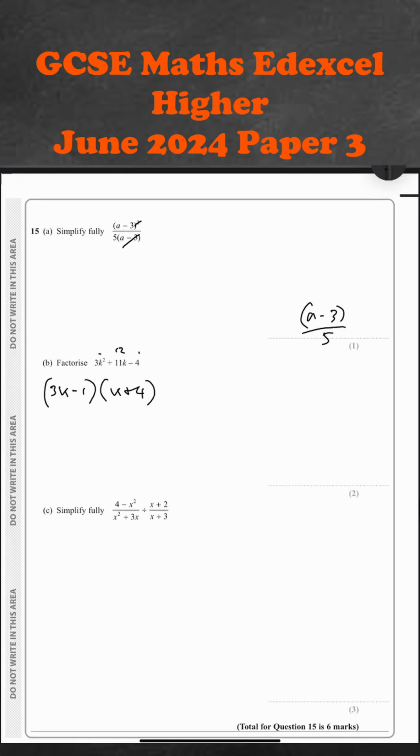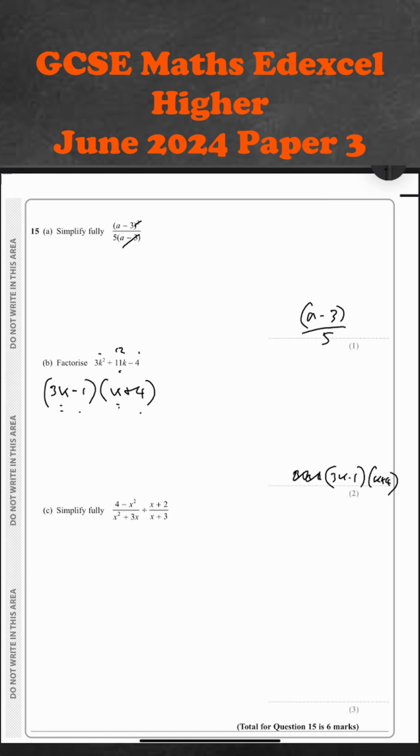Lots of k plus 4. That'll be 3k squared. That'll be positive 12k. That'll be minus 1k. So that'll give us our 11. And minus 1 times 4. So that is correct. 3k minus 1, k plus 4.